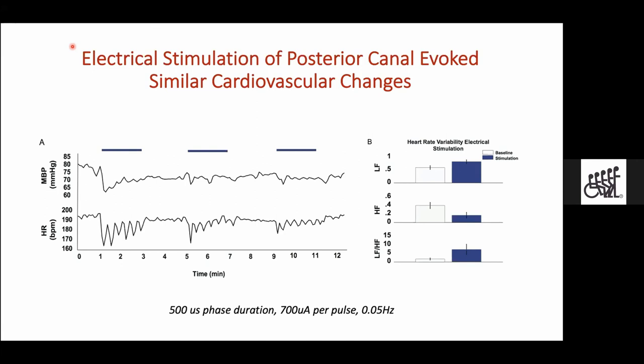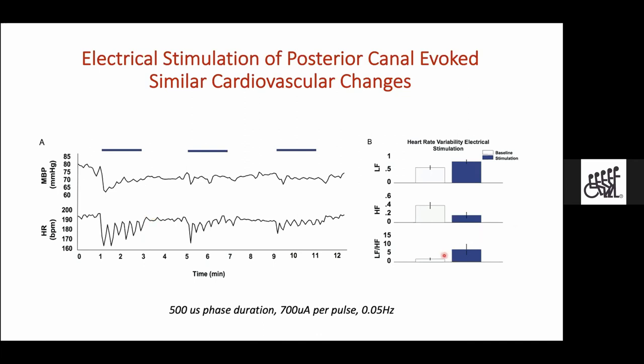So what we did was we used a focused bipolar stimulation of the posterior canal. We fabricated a little bipolar electrode and we stimulated the posterior canal. And what we ended up seeing with the electrical stimulation is a very similar response to what we get with the infrared stimulation: this drop in heart rate and blood pressure, with very similar magnitudes and fairly similar frequency following response to that 0.5 hertz stimulation that we had.